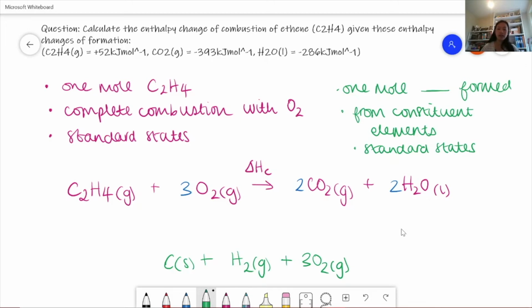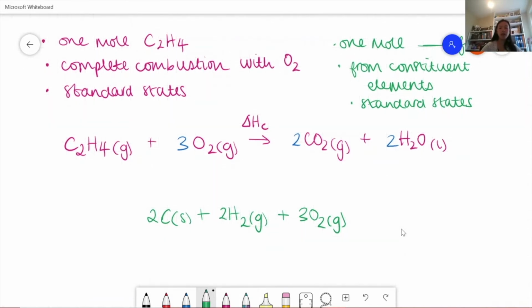But first we're going to balance this equation. So we've got 2 carbons here, so we must have 2 carbons, and then 4 hydrogens, so we need 2 H2 here, and then obviously this is already balanced. And if we look at the other side, it's balanced exactly the same. So now we know that this reaction here is the delta H of formation of everything, and this is the delta H of formation of the ethene.